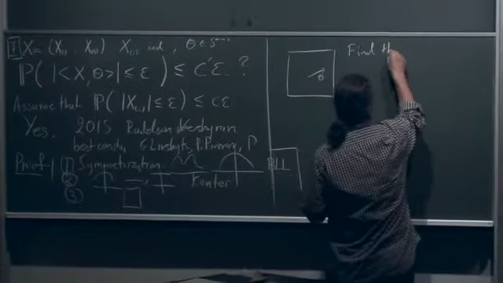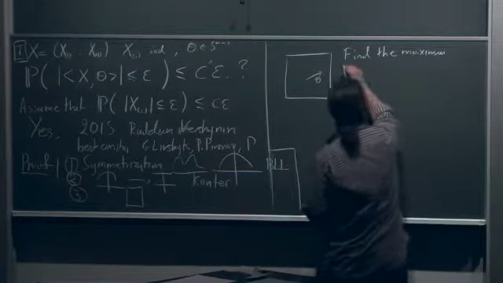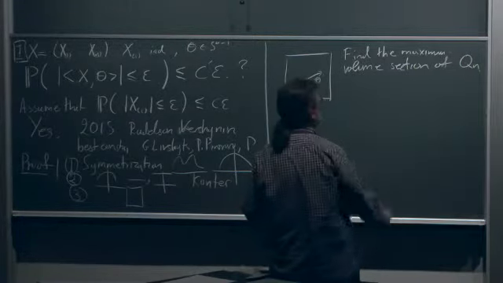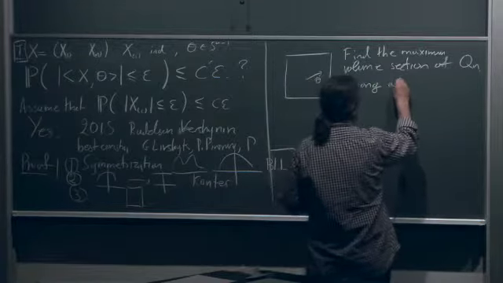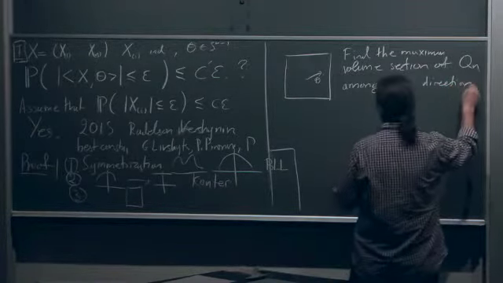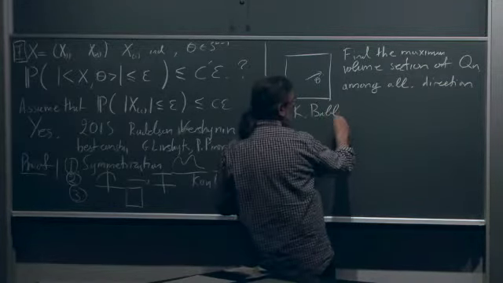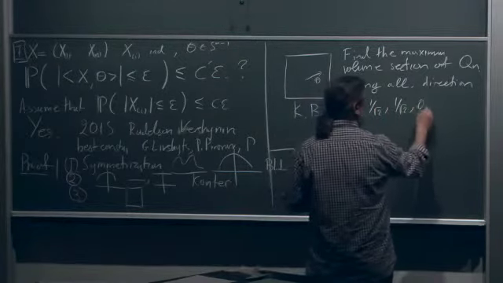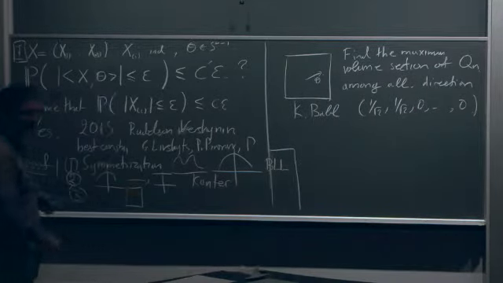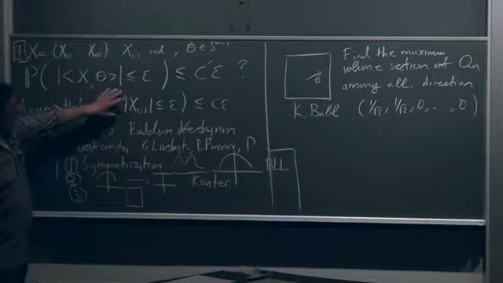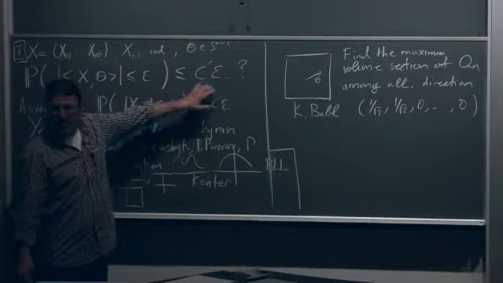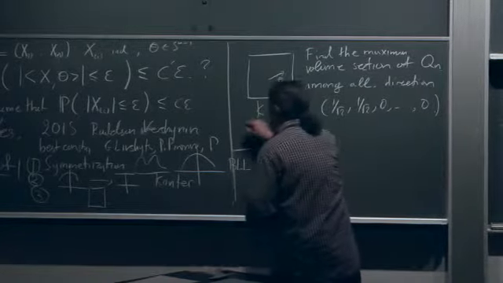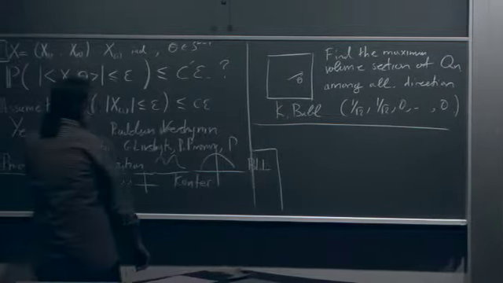Find the maximum volume section of the cube among all directions. And the answer to that, this is a theorem of Keith Ball, says that the worst direction is this one. So if you combine all this together, it says that on this problem, the best constant, you found it when you take the convolution of two uniforms. Okay, but you're required to do all these steps, and there's some geometry that comes into the game. And this is just the IID case.